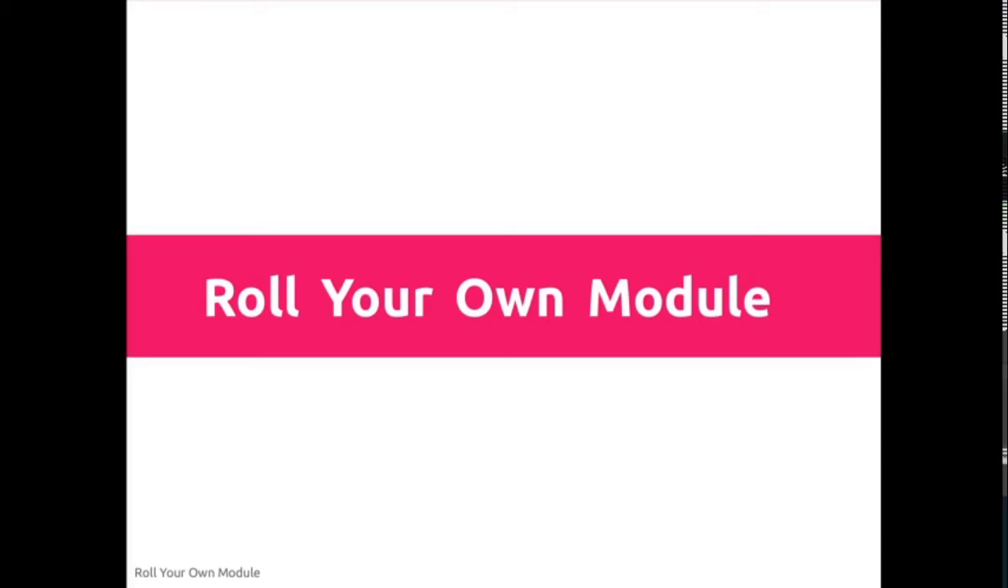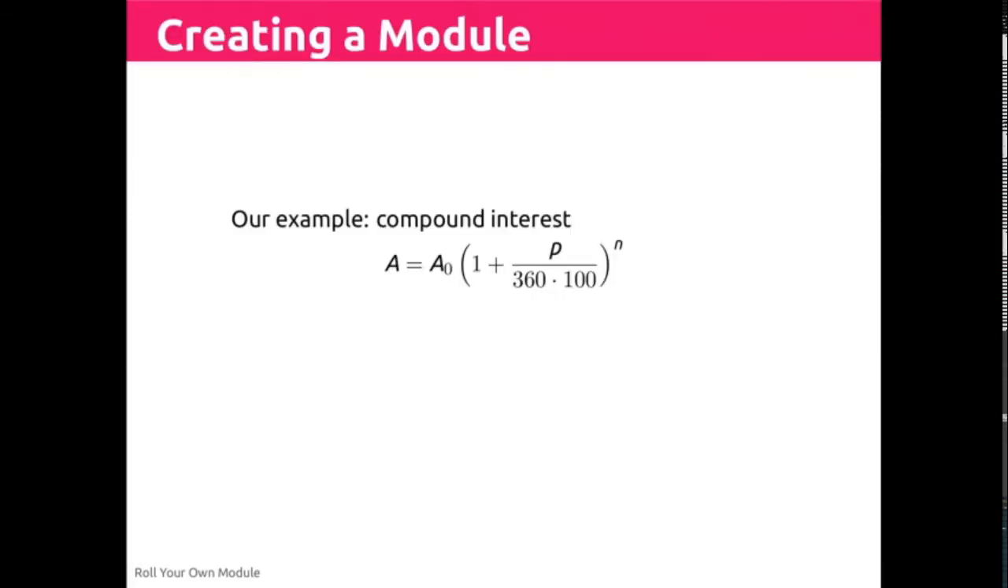Let's compose a script with some useful functions in it. We can describe compound interest as a value a resulting from an initial value a0 affected by the result of annual interest compounded over a number of periods n.